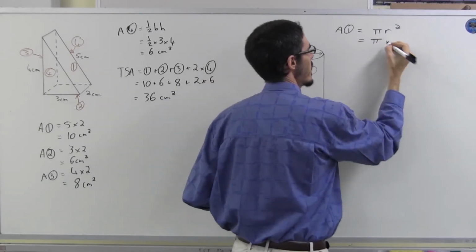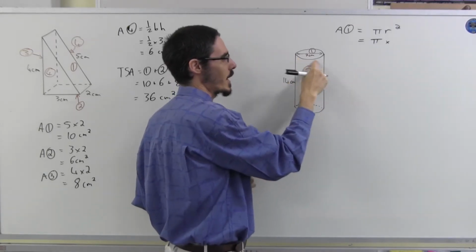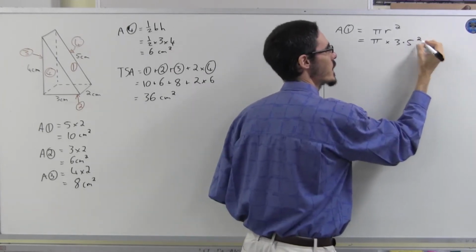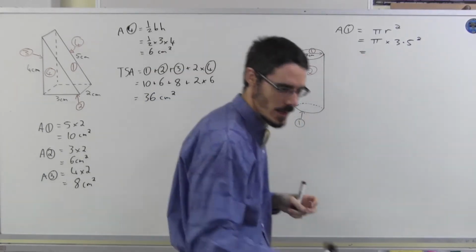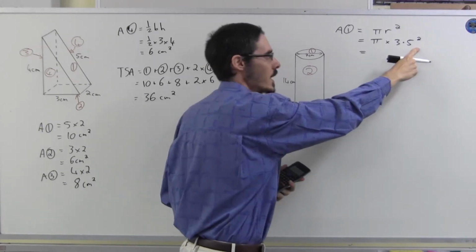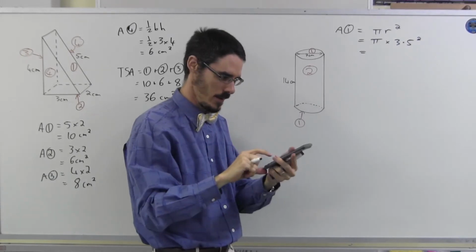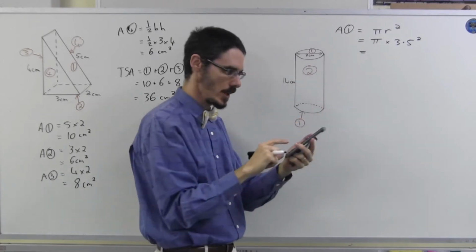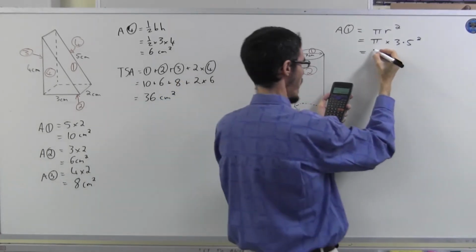What is the radius of this circle? Well, 7 is the diameter, so the radius must be 3.5 squared. Get your calculator, and again, make sure you type squared, not times 2. If you can't find the squared button, multiply by 3.5 again. Pi, don't use 3.14, use the pi button on your calculator. 3.5 squared.